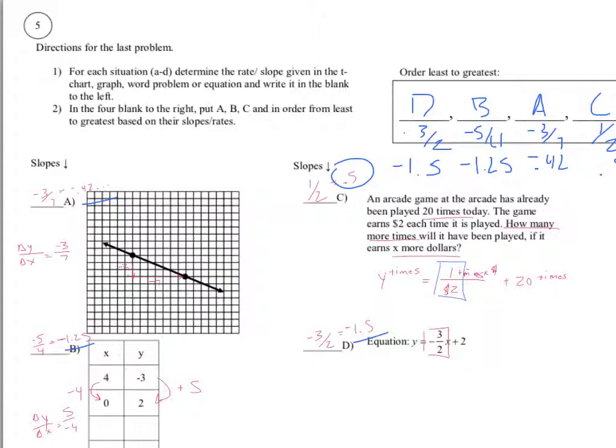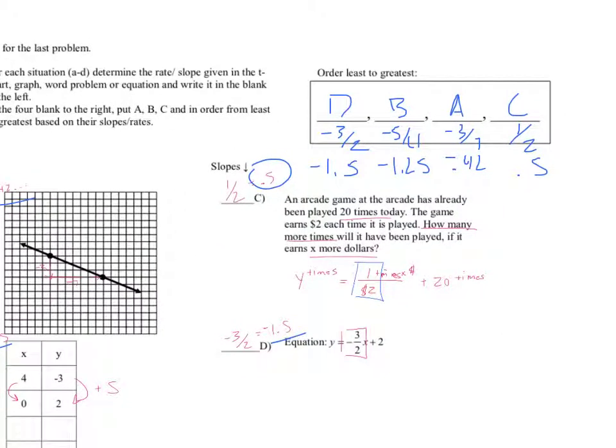So I got all those decimals, and I just want to double check. That's why I've got them all lined up over here to make sure that I can see that correctly. Negative $1.50, negative $1.25, negative 42 cents, positive 50 cents. Yes, that's the order that I would like to be going in, from least to greatest. Questions about that?